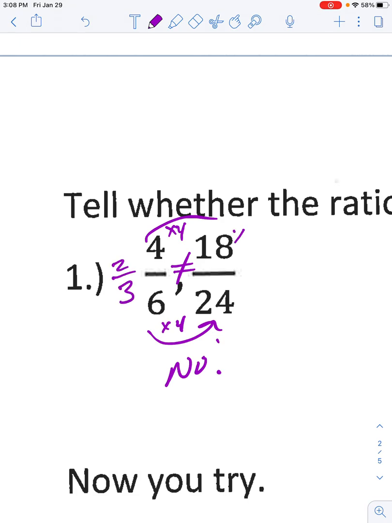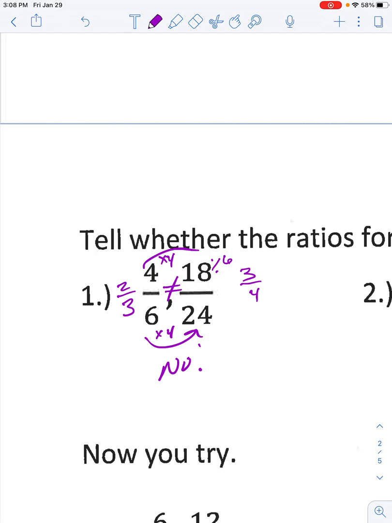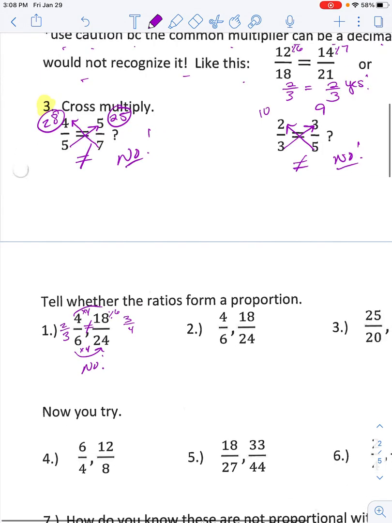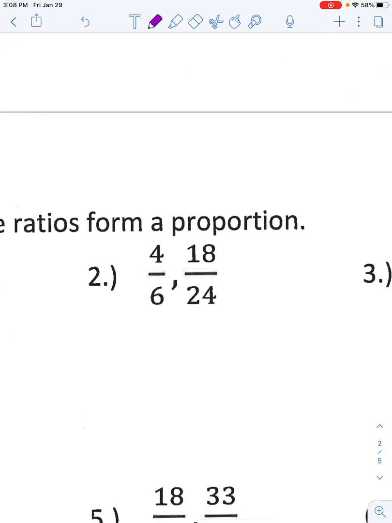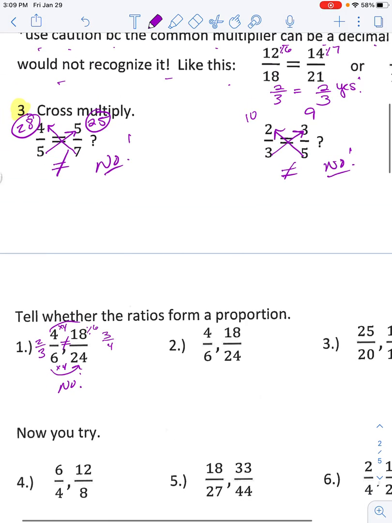Now you could have also simplified 2/3, and over here would be 3/4. Again, 2/3, 3/4, not the same. So it doesn't matter which way you choose, as long as you know they're not proportional. Okay, 4, 6, and 18, 20. Okay, so we just did this one.